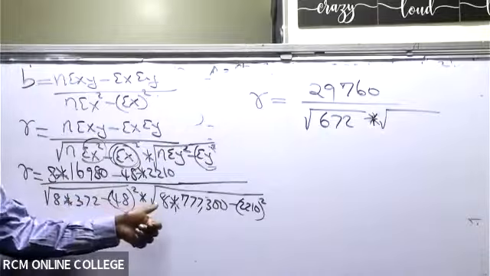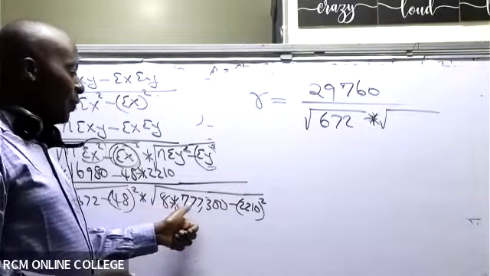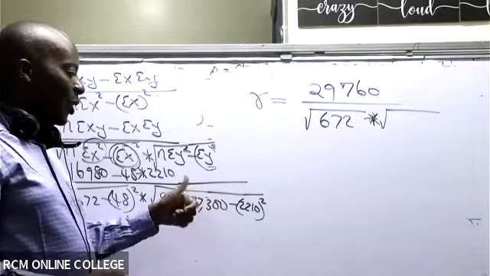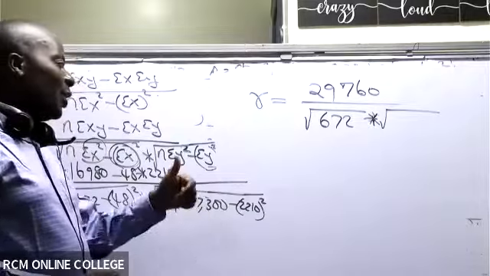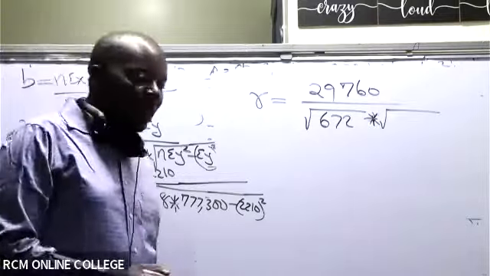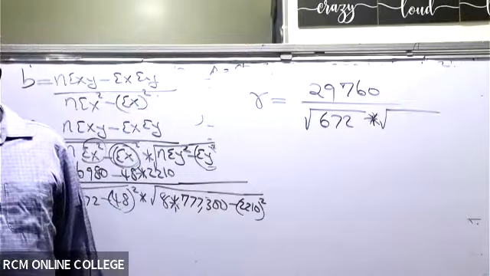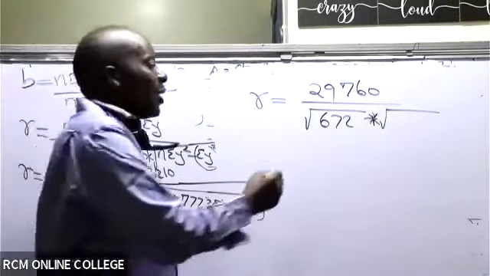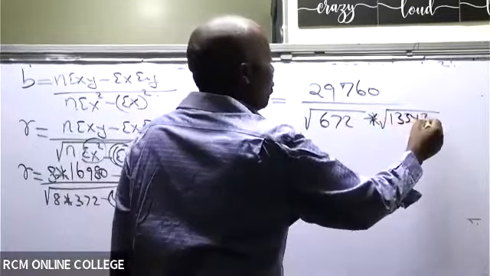Here now we have 8 times 777,300 minus 2210 squared. Some good ninja, give me this answer. 8 times 777,300 minus 2210 squared. 1,334,300.